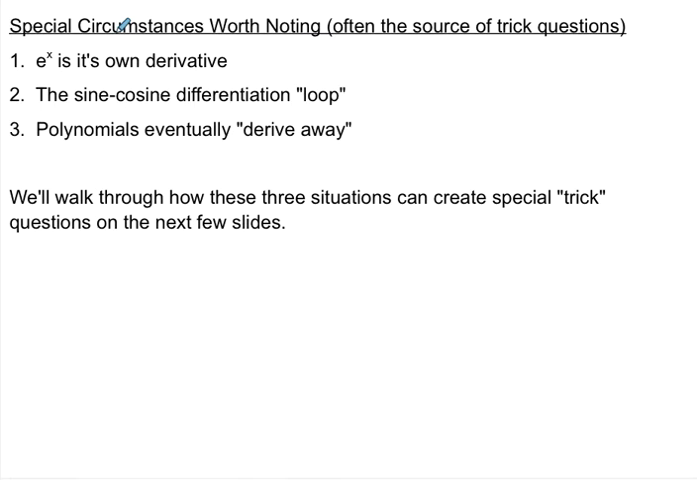Sine and cosine differentiate in a loop, and all polynomials, meaning functions that have positive integer values as the exponents on x, or non-negative because it could be an x to 0, will eventually derive away. I'm going to spend the next couple of examples explaining what I mean by that. We're not going to do practice problems on the next few. We're just going to walk through these trick questions.